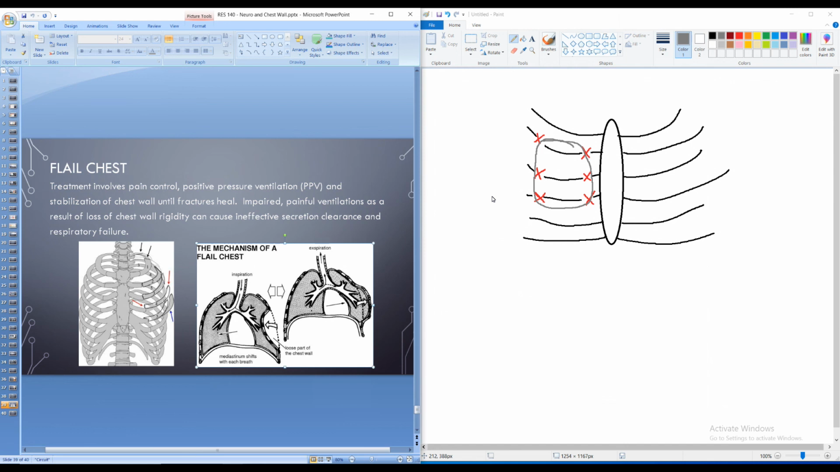The impaired painful ventilations as a result of the loss of chest wall rigidity also are going to cause ineffective secretion clearance because you're not effectively moving air up and down the airways. Like we said, it's kind of swinging back and forth in between the lungs, and that's just going to contribute to all the problems we're seeing, the difficulty breathing, respiratory failure, and everything else. So we just need to stabilize and repair that chest wall, and as soon as this patient isn't in a horrible amount of pain and their chest wall is healed, they'll be able to breathe again. But that's the idea of a flail chest, commonly seen in trauma patients of any type.